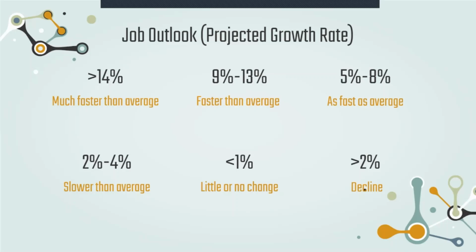Okay, so the next statistic I'd like to go over is job outlook, or in other words, projected growth rate. Job outlook is a forecast of the change in the number of people employed in a particular occupation over a set period. For example, it could be 2 years, 5 years, or 10 years. So the BLS compares an occupation's projected employment change, usually over 10 years, to the average projected change in employment for all occupations over the same period. They will describe a career's projected job outlook by saying it will grow much faster than average, which is 14%, faster than average, as fast as average, slower than average, little or no change, or decline.